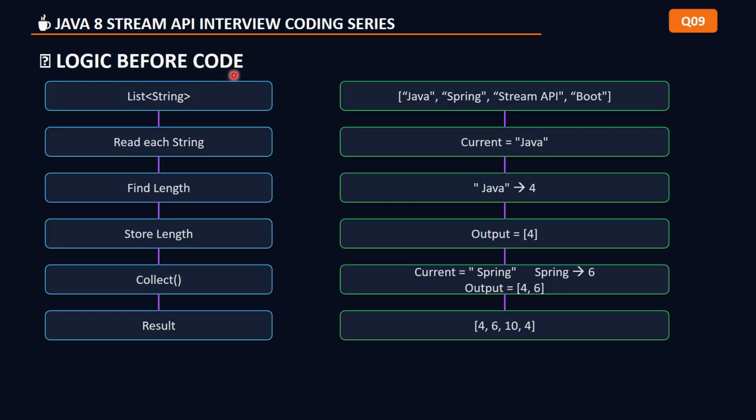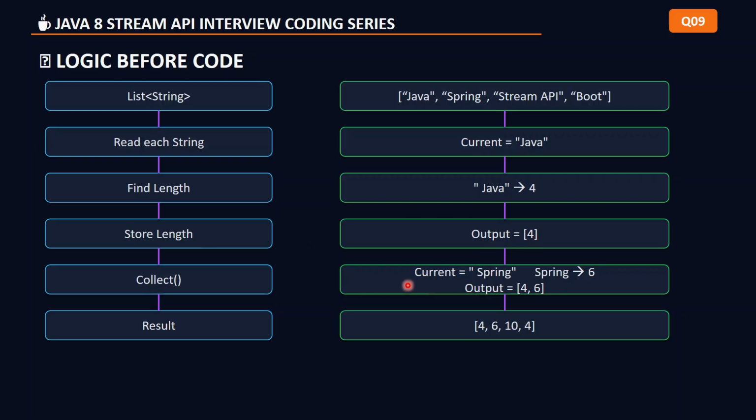So this is the logic before code. We have a list of strings: Java, Spring, Stream API, boot. We are going to read each string. Currently we have Java in the list, so we are going to find its length. The length of Java is 4, if you calculate 1, 2, 3, 4. Once we got the length of the Java string, we are going to store that length in a list. So currently in the list, the output will be 4.